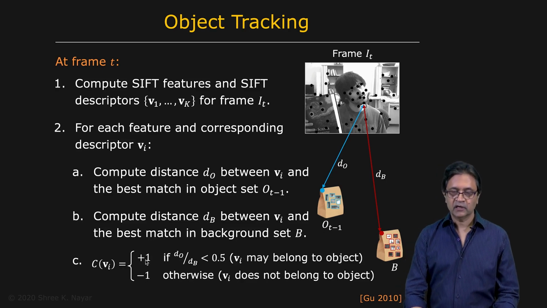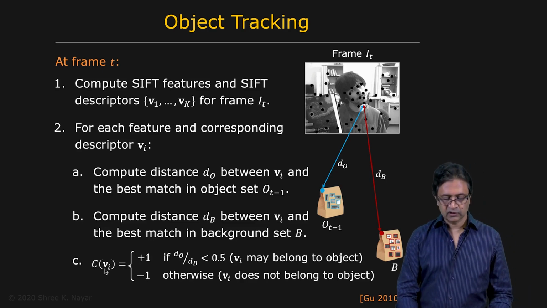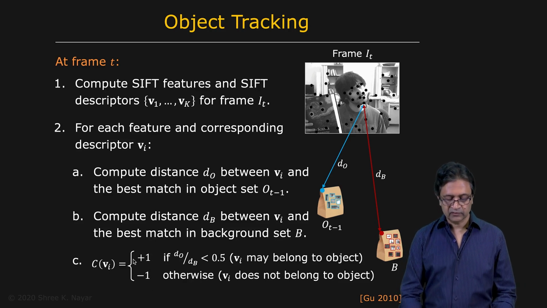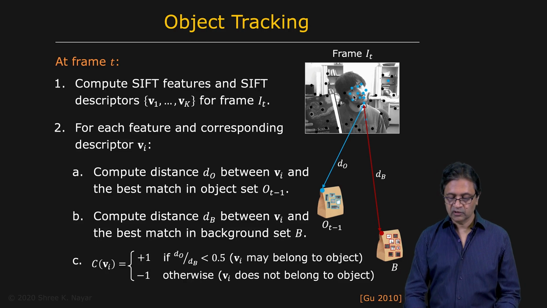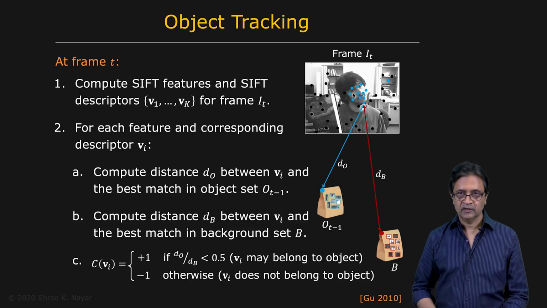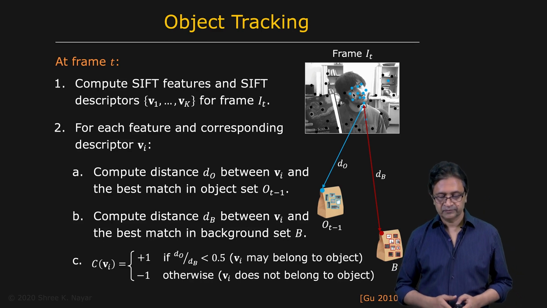So every feature now has a C value associated with it. We'll call it the confidence value of either +1 or -1. These are the ones that are shown here which have a +1, the blue dots. The rest of them have a -1 associated with them.